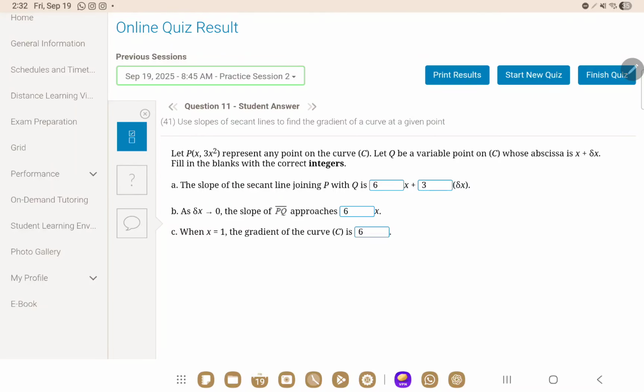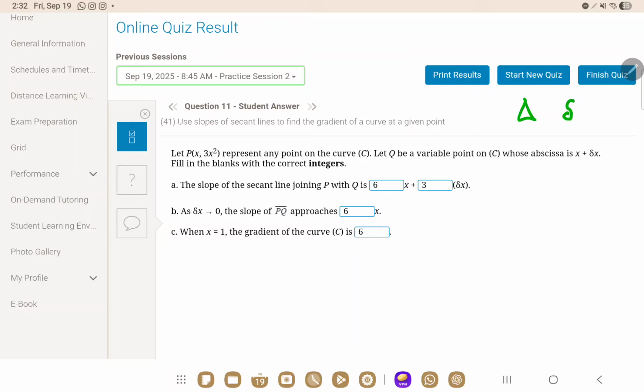Now, this question is telling you, let P, which is (x, 3x squared), represent any point on curve C. Let Q be a variable point on C whose abscissa, which means its x value, is x plus small delta x. You know the delta sign from physics? This is the small delta sign, the lowercase of it. So now we should solve with it.